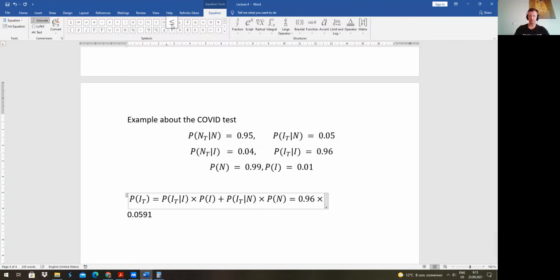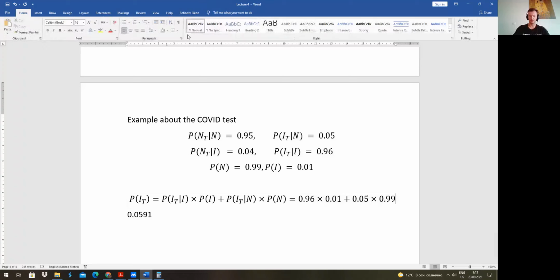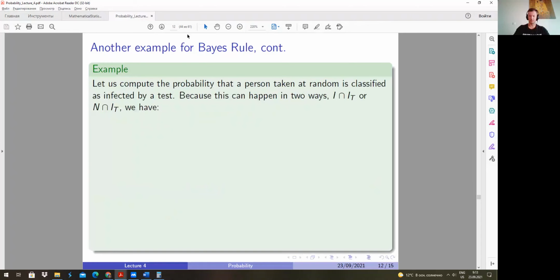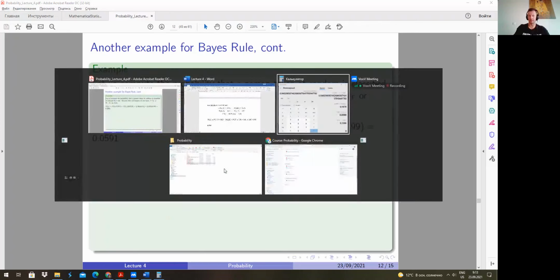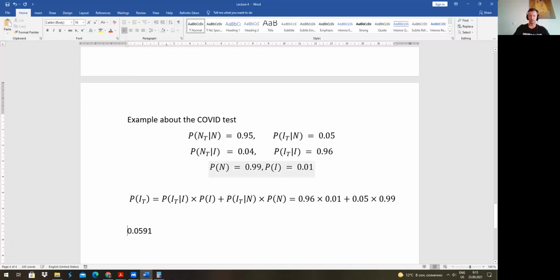So now I just must plug in all the numbers. This times this plus this times this, 0.99. So let's see, just to save time, yes, 0.0591. So this is almost 6% probability that the test will respond as positive. Which is okay. I mean, in 5% of the cases the test will show a positive result, but only 1% of the population is infected.